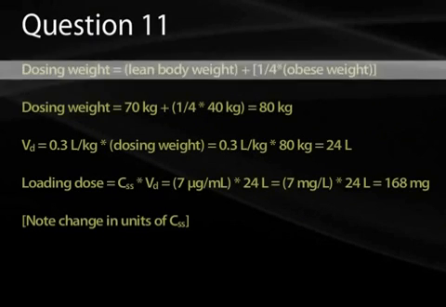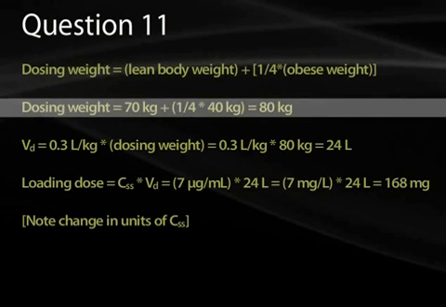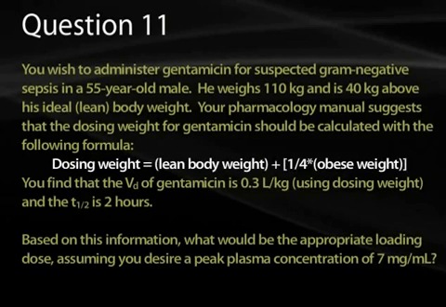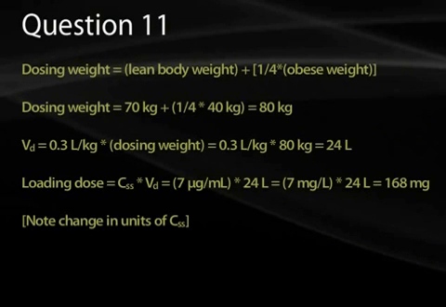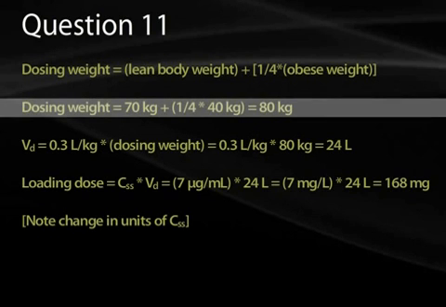So first we have to calculate the dosing weight. And that's equal to the lean body weight, which we have, 70 kilograms, plus 1/4 of the obese weight. We know that he is 110 kilograms and that he's 40 kilograms above his lean body weight. Therefore, his lean body weight is 70 kilograms. The obese body weight is 40 kilograms. So 1/4 times the obese weight is 10. Therefore, 70 plus 10 equals 80. That's his dosing weight.